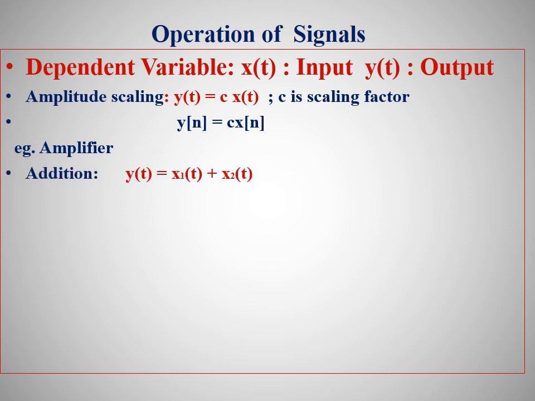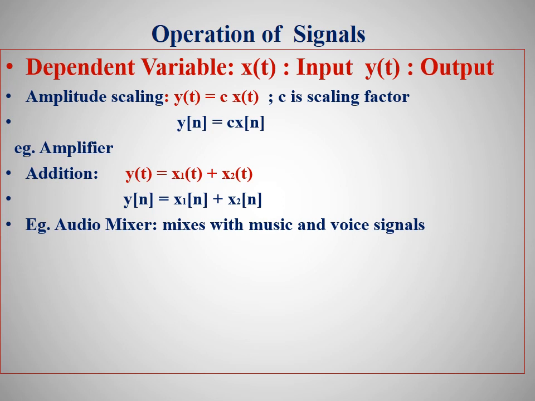Addition of signals could be considered by taking two inputs x1 of t and x2 of t, and the output y of t would be equal to x1 of t plus x2 of t. Extending this to the discrete case, y of n would be equal to x1 of n plus x2 of n. An example for addition of signals would be an audio mixer which mixes music and voice signals.